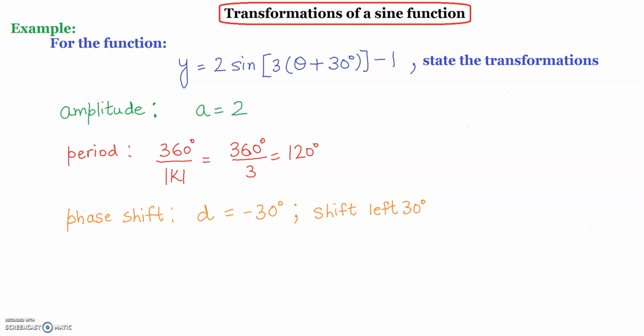And then we have the vertical shift, which is the value of c. In this case, the value of c, which is outside, is negative 1. So I can write that c equals negative 1. And I can say shift 1 unit down, or translate 1 unit down.